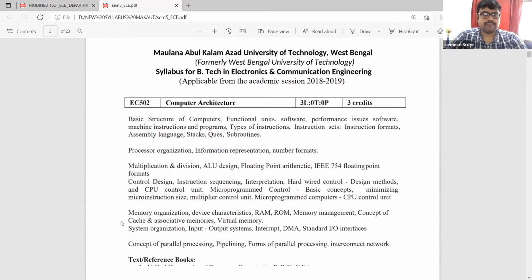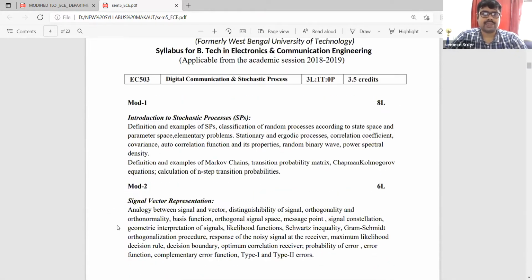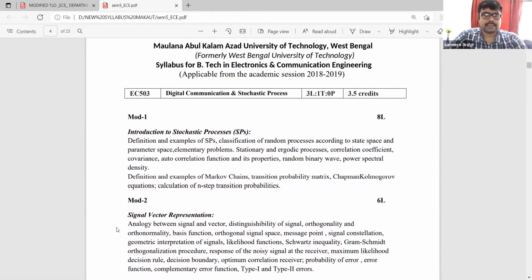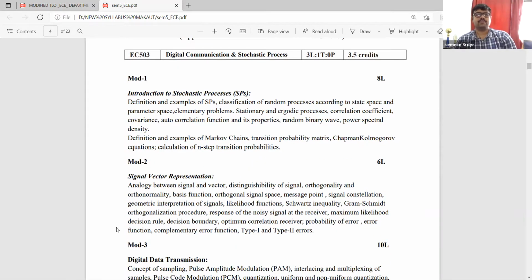Next, I want to emphasize another topic, that is the EC503. That is the digital communication and the stochastic process. That is an introductory class, introduction to the process. If you see, SPs means that is a process you have to see.